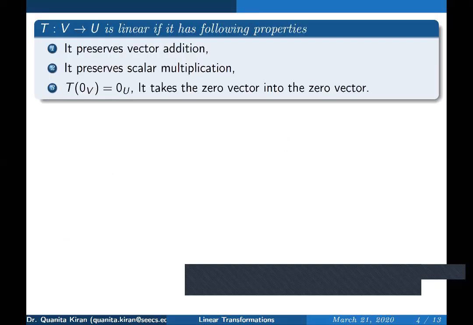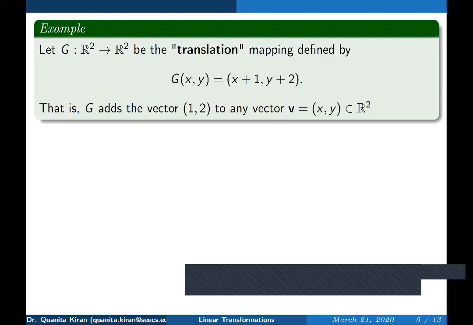So as I told you before, a linear transformation preserves vector addition, it preserves scalar multiplication, and it takes the zero vector of the space V to the zero vector of space U. So now we will do some examples. The first example is the translation mapping.